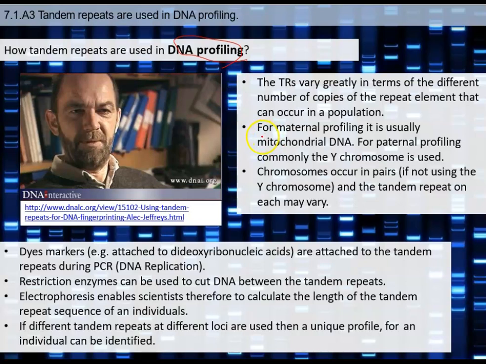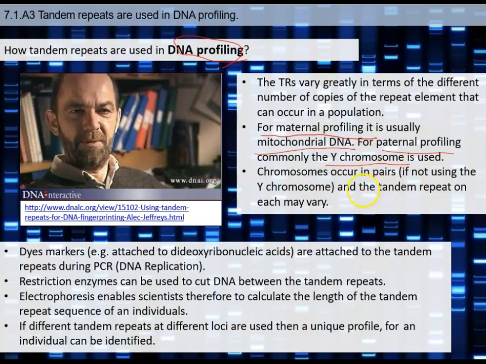One of those very important experiments which is used by these tandem repeats is for maternal profiling. It is usually mitochondrial DNA. So they take mitochondrial DNA for maternal profiling. For paternal profiling, they use the Y chromosome for showing that if it's your dad or not. And if it's your mom, then mitochondrial DNA. If it's your dad, your Y chromosome.